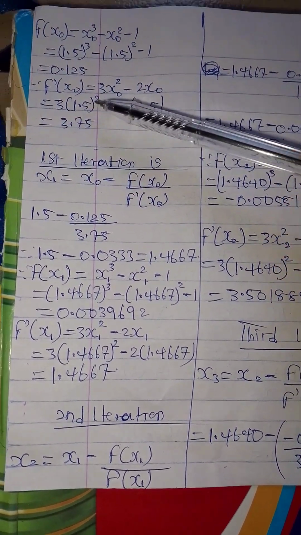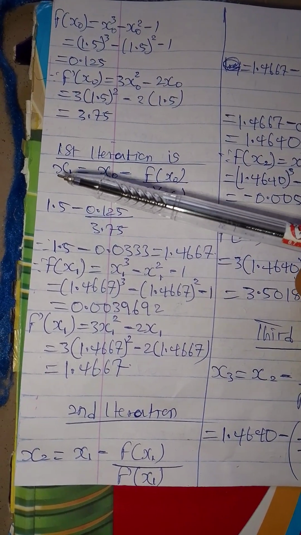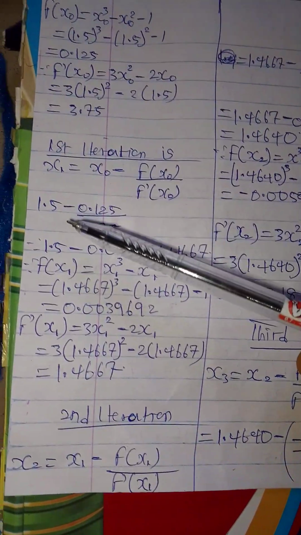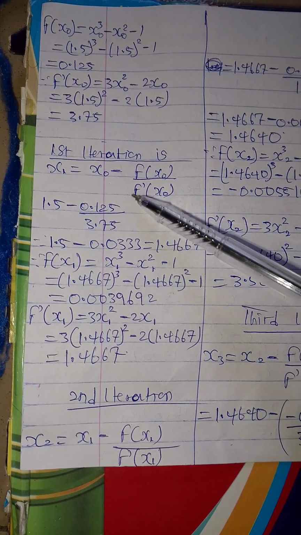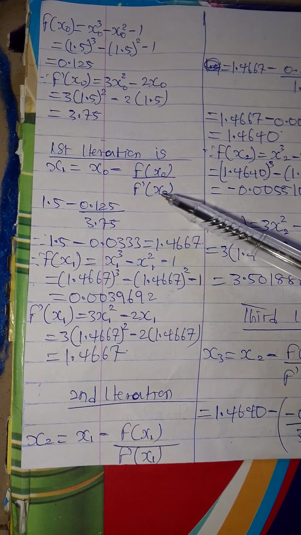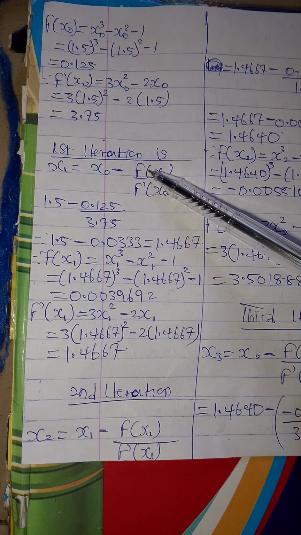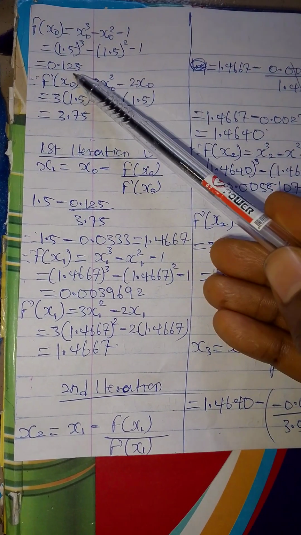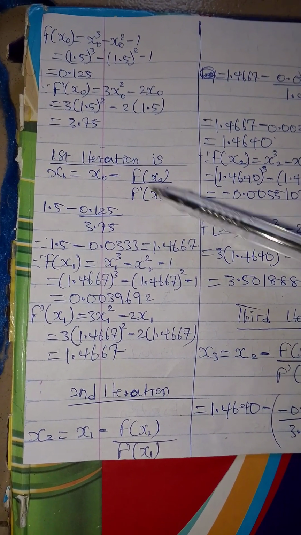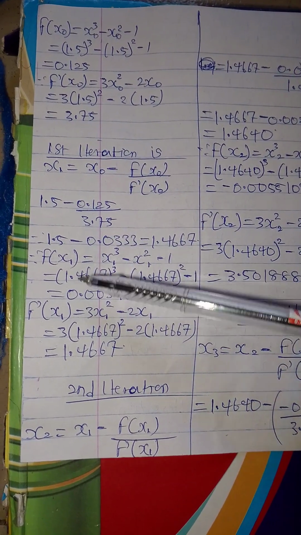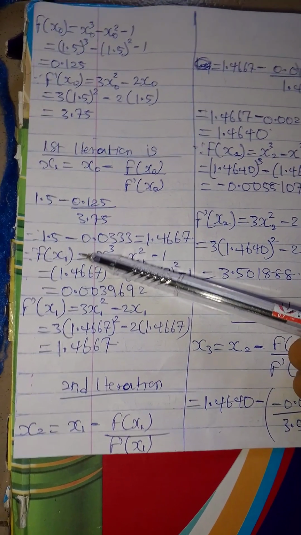Solving this will give me 3.75. After doing that, the next thing to do is find the first iteration. So the first iteration is x1 equals x naught minus f(x naught) over f prime x naught. So x1 is equal to x naught, which is 1.5, minus the value of f(x naught), which is 0.125, all over the value of f prime x naught, which is 3.75. So 1.5 minus this divided by this will give you this. After doing that, I have to find what comes next.